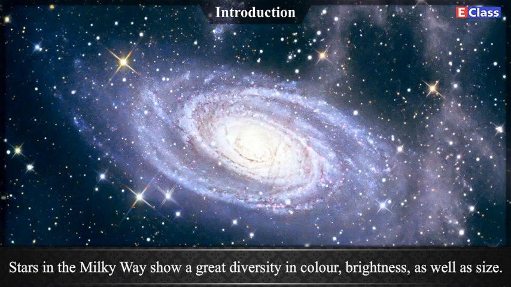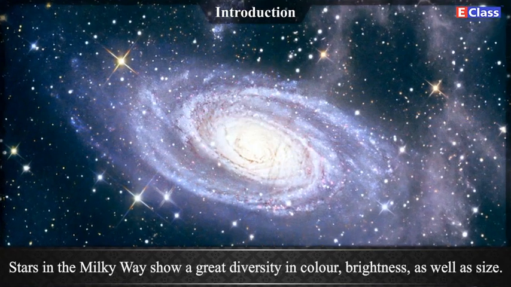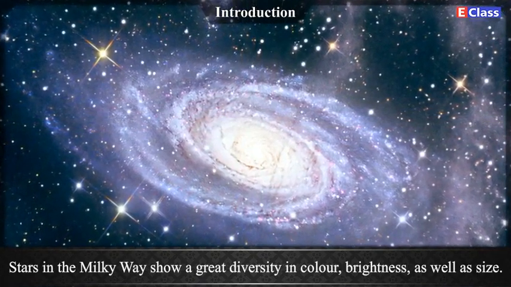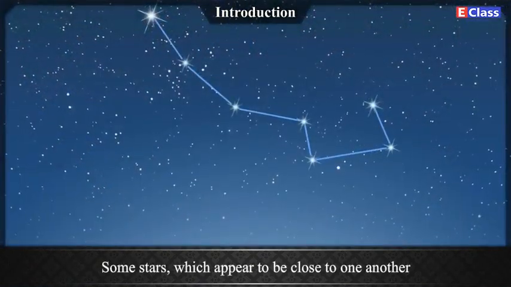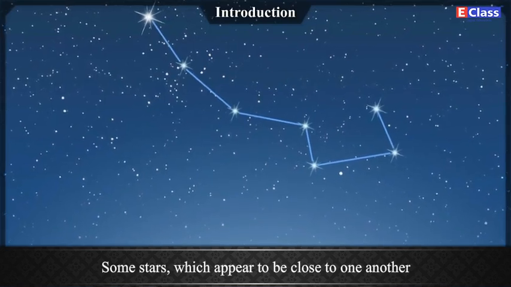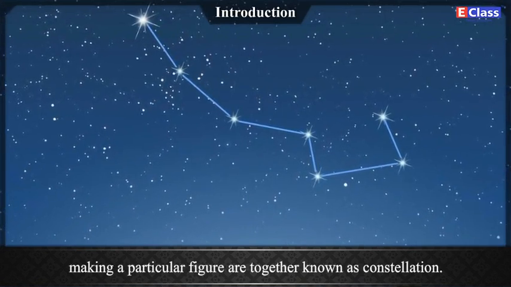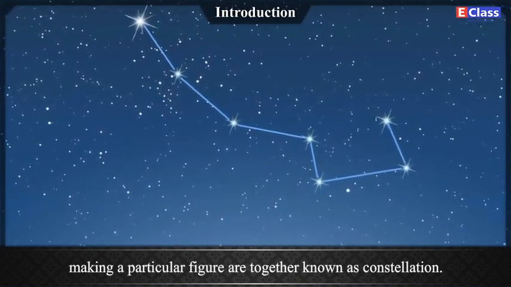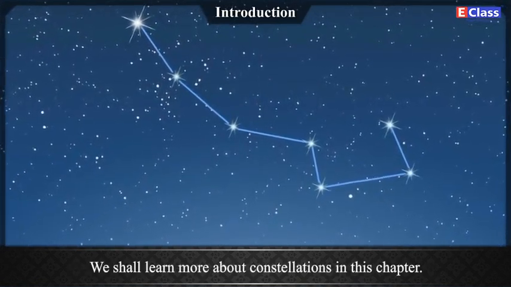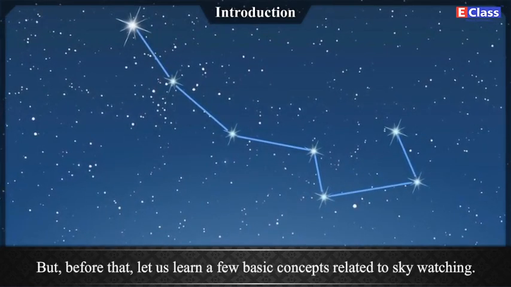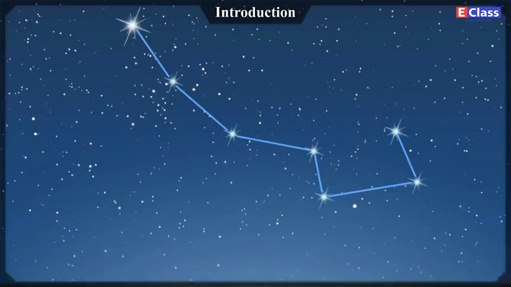Stars in the Milky Way show a great diversity in color, brightness, as well as size. Some stars, which appear to be close to one another, making a particular figure, are together known as a constellation. We shall learn more about constellations in this chapter. But before that, let us learn a few basic concepts related to sky watching.